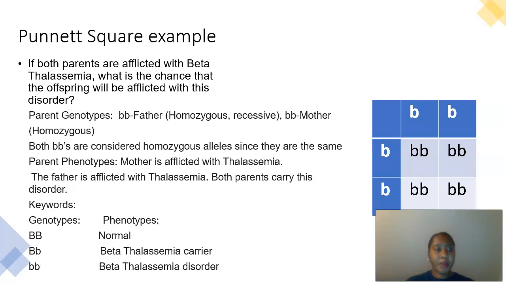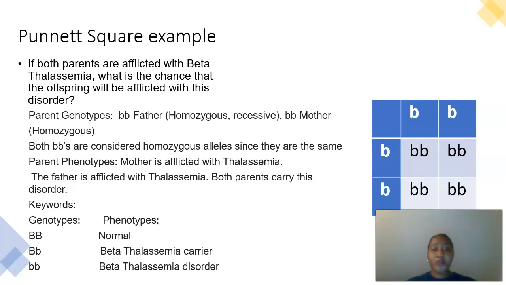Here I put a Punnett square example of a couple who are affected with beta thalassemia. Here we see the keywords, the genotypes with the letters, and the phenotypes, the characteristics. The double capital B stands for normal. Capital B and lowercase b is the beta thalassemia carrier, and the double lowercase b stands for the disorder.